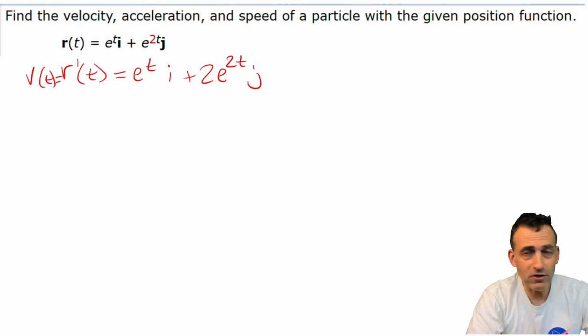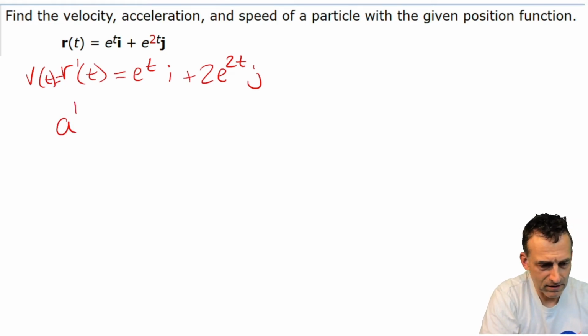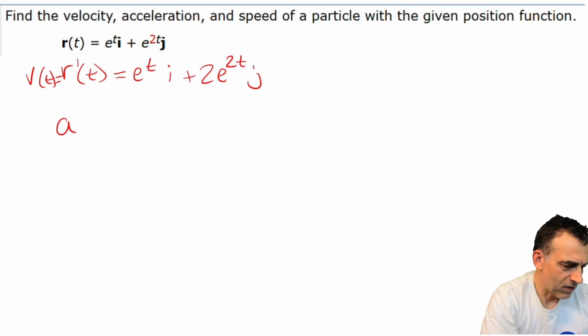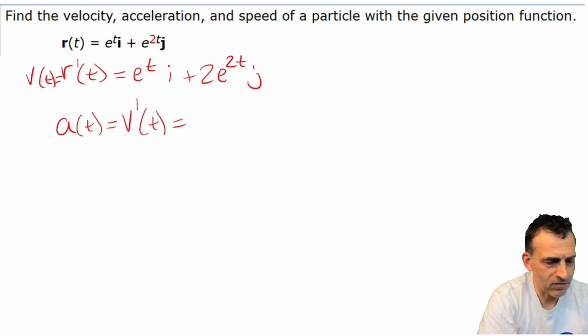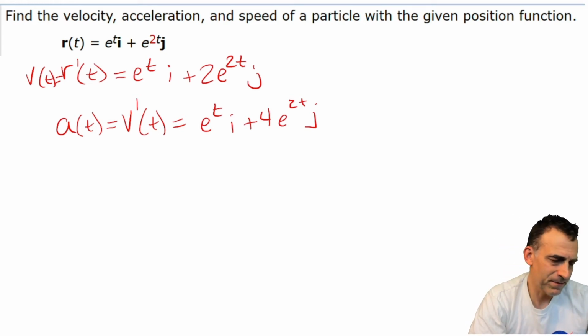The acceleration is pretty easy as well. Whoops. Sorry. Okay. So acceleration is the derivative of velocity. So just do the derivative of that thing up there. You get e to the t times i plus 4e to the 2t times j. Not a really exciting function, to be honest.